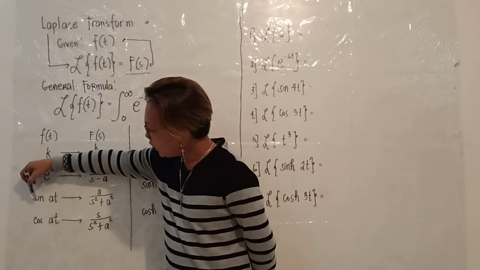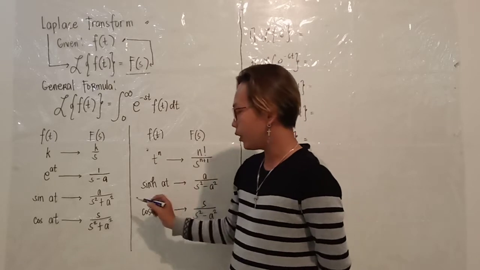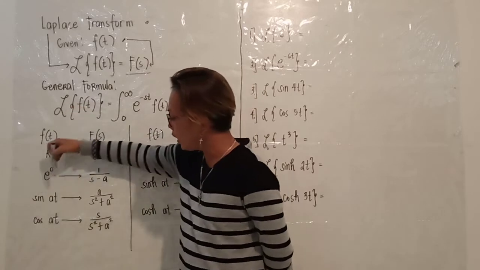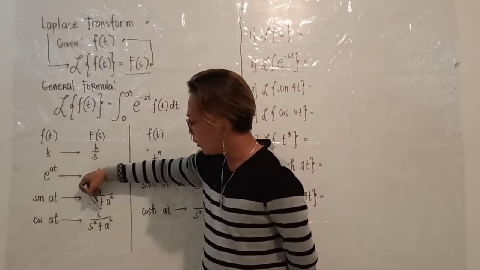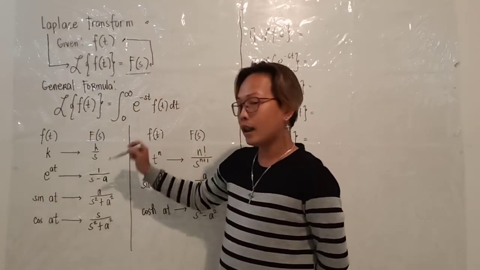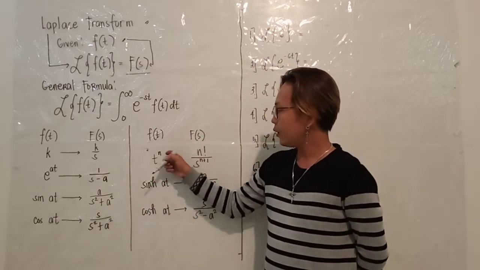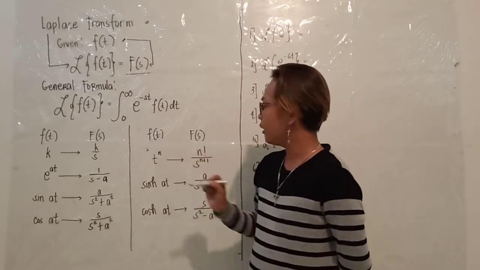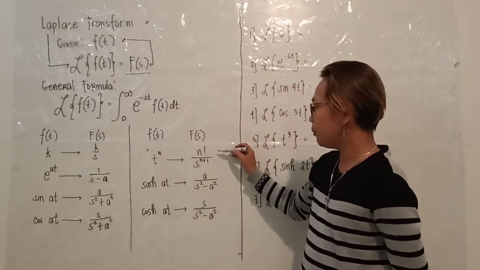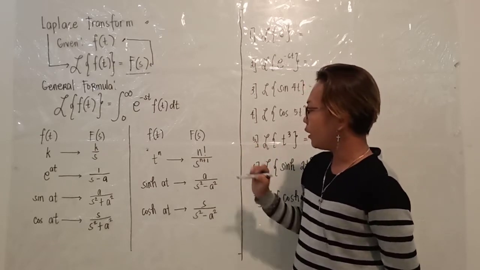Now, if you will see the difference between sine and cosine, they have the same denominator, s squared plus a squared. Pero, pagdating sa numerator, kapag sine, you will have a. Pag cosine, you will have s. So, ang importante dito is you must identify the value of a. Pagdating naman sa t raised to n, where n is the exponent of your t, you must know the value of n. Kasi gagamitin mo siya sa numerator as n factorial over s raised to n plus 1.